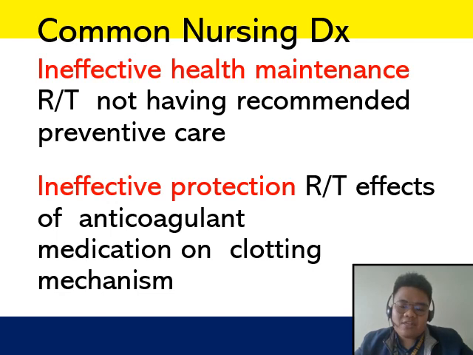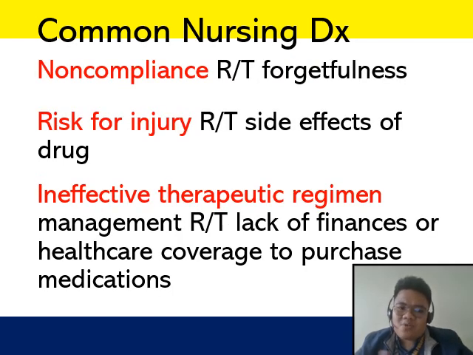Then we also have ineffective protection related to effects of anticoagulant medication on clotting mechanism. So class, anticoagulant. So coagulation. Coagulation supposedly stops bleeding. But we have medications such as anticoagulants which are given as blood thinners. So if we're giving blood thinners to our patient, one risk that may possibly occur is that they will be at risk for bleeding because of the side effect of this anticoagulant. Then, non-compliance related to forgetfulness, very common. Risk for injury related to side effects of the drugs.